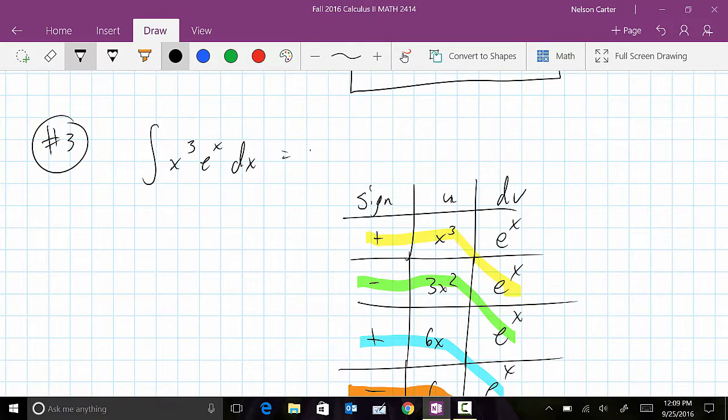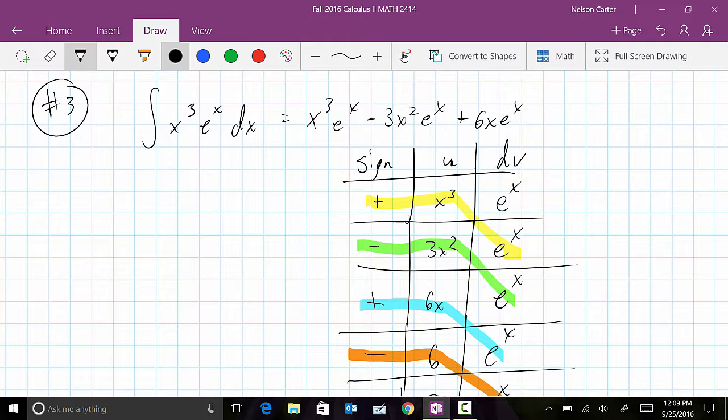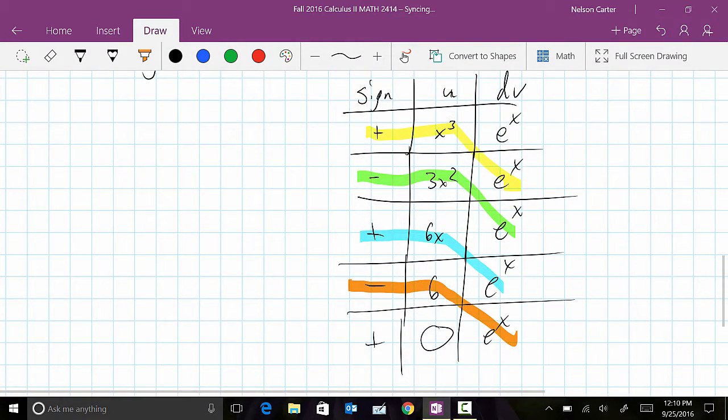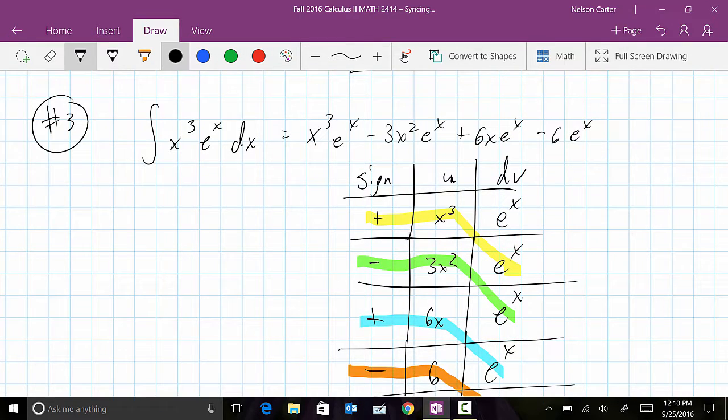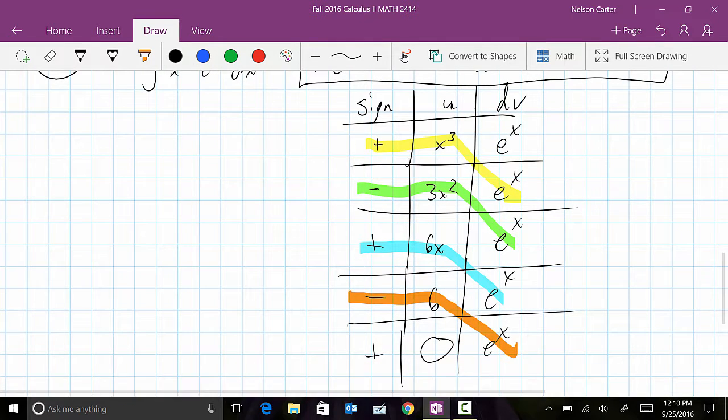So we're going to get x cubed e to the power x, and then minus 3x squared e to the power x, and then plus 6x e to the power x, and then minus 6 e to the power x. And then you could just put plus a constant, and then you're done. That's a lot faster than having to go through by parts like 3 times. Okay, I think you'd have to go through it 4 times, to tell you the truth. Well, three times you'd have to pick a u and a v, but yeah.